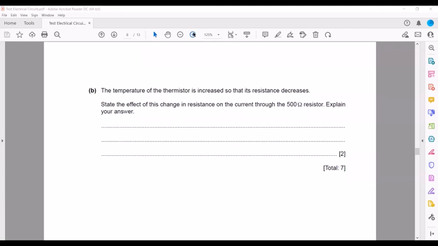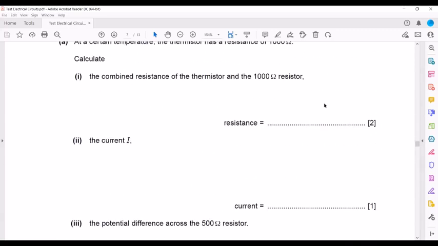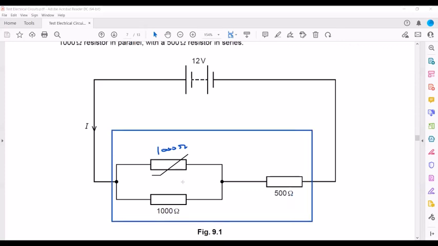Then, the temperature of a thermistor is increased so that its resistance decreases. State the effect this will have on the current. So what will be the effect if the temperature is increasing? The resistance of the thermistor is decreasing. So what happens to the combined resistance? For example, originally it was 1000. When this was 1000, what was the combined resistance when we calculated? These two are in parallel, so they will be 500, plus 500. The combined resistance was equal to 1000 ohms.